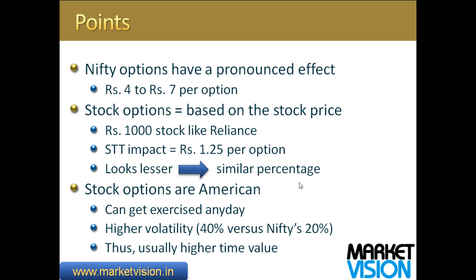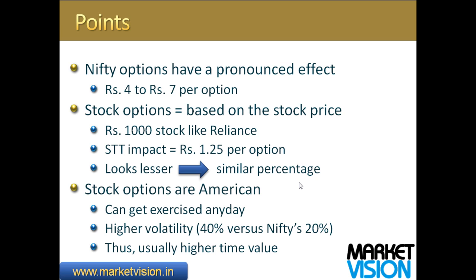Stock options obviously are based on the stock price. So a 1,000 rupee stock like Reliance will have an STT impact of about 1 rupee 25 paisa. It looks smaller, but it's a similar percentage. Stock options, to be noted, are American options. Nifty options can only be exercised on expiry day.